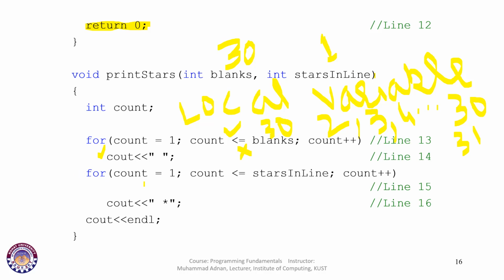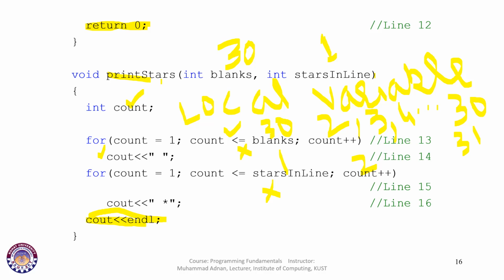We have another for loop, and inside this for loop once again we are initializing this count variable to the value of 1. 1 is less than or equal to star line. So what is star line? Star line has a value of 1. So we print this star, and count plus 1 will increment the value of count. It will become 2, and this condition will become false, and we are going to move ahead of this for loop, and we are going to print endl and go to the next line.